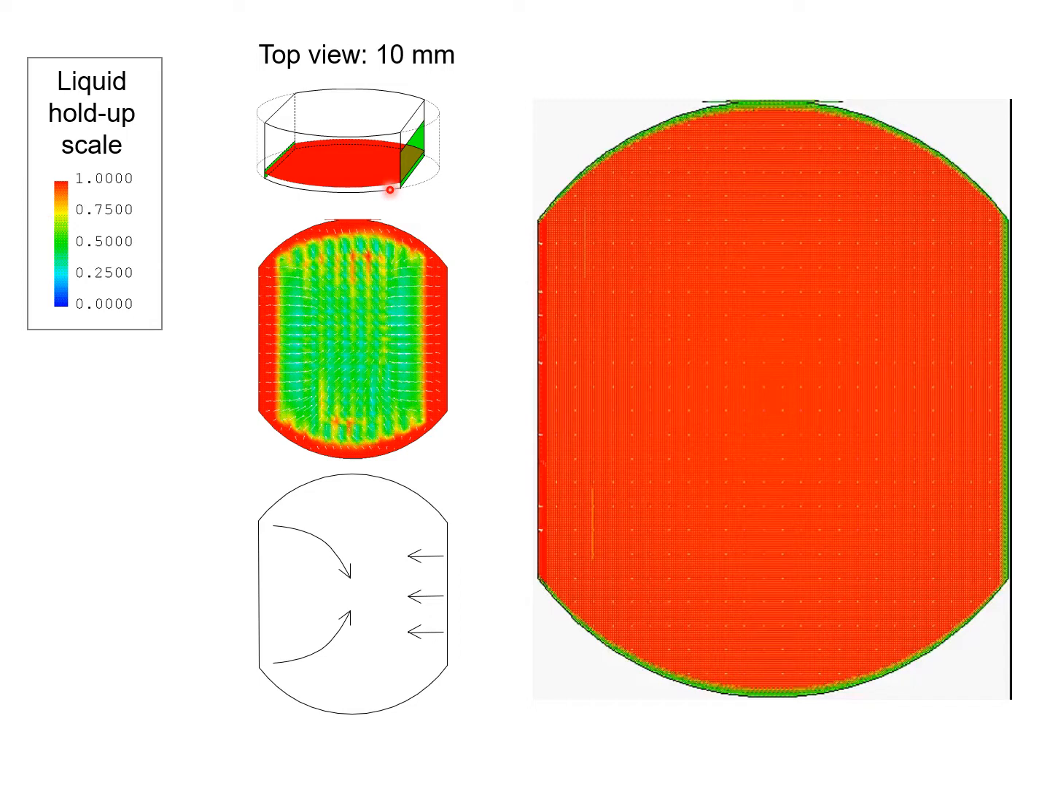We examine the flows at a distance of 1 centimeter above the bottom of the tray, just near the vapor inlet. Just to reiterate, the color coding is the same as in the previous two slides. Red is pure liquid, blue is pure gas, and we start the CFD simulations with liquid on the tray, and at time t0 we start the gas flow. Let's have a look at the animation.